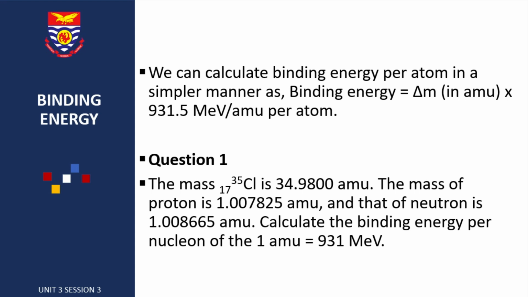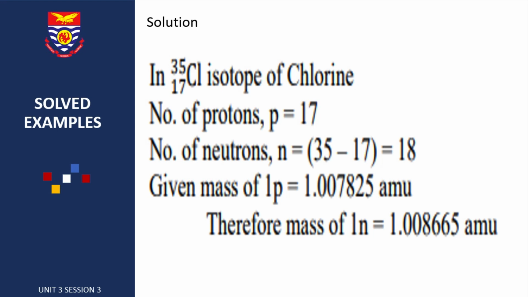Example 1 says that the mass of chlorine-35 is 34.9800 amu. The mass of a proton is 1.007825 amu, and that of a neutron is 1.008665 amu. Calculate the binding energy per nucleon of the chlorine atom, and we should take 1 amu to be 931 mega electron volts. So let's look at the solution.